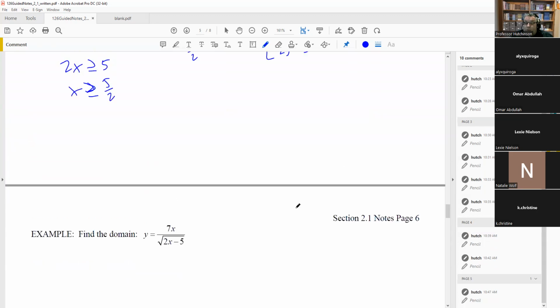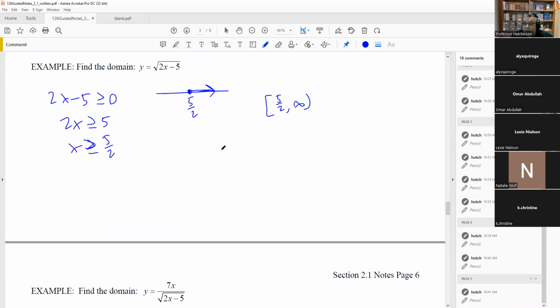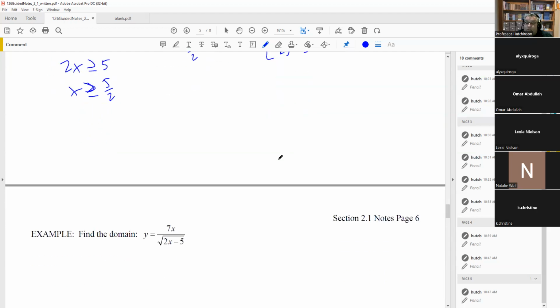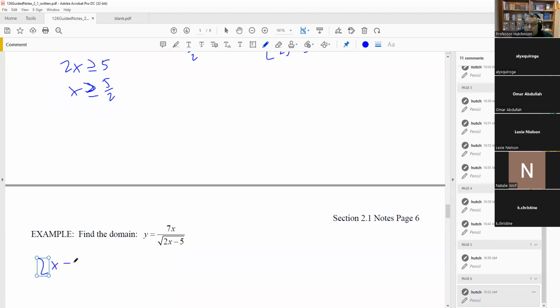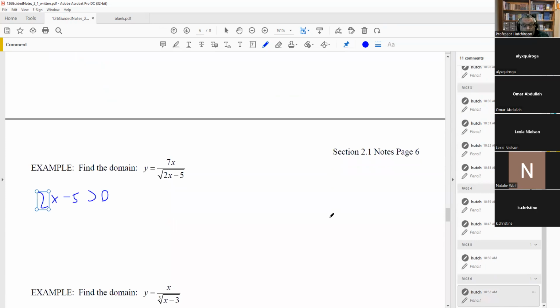So what I did in the last problem was, when I had just a square root by itself, I used greater than or equal to. The difference I'm going to do on this problem is I'm going to take 2x minus 5, and I'm going to set it to be just greater than 0 only. Notice that I do not have an equal sign underneath. The reason why is because I don't want this to equal 0, because then I have division by 0 happening there. I always want to avoid division by 0, and I want to avoid the possibility of taking a square root of a negative number.